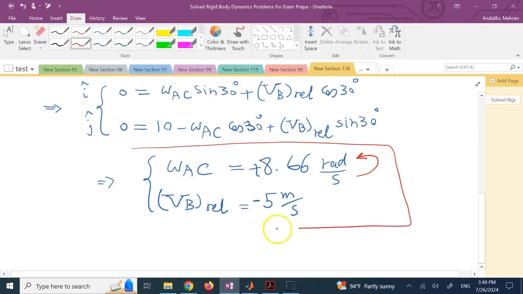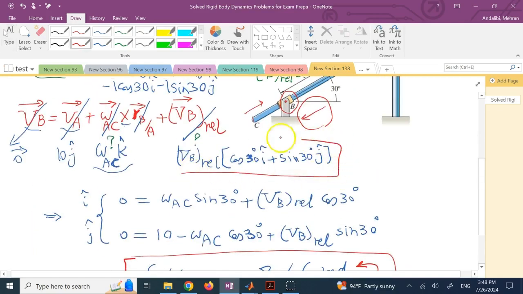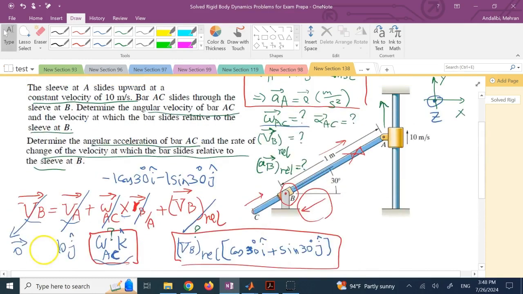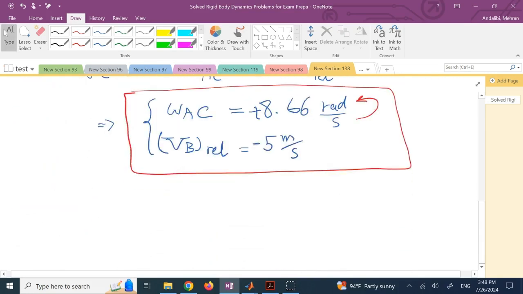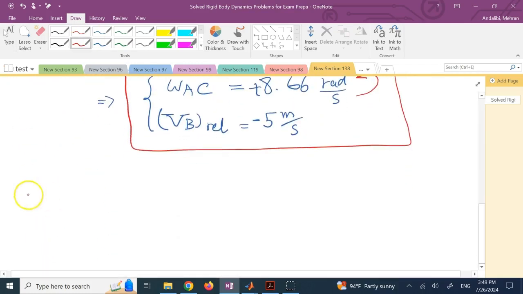Okay, so we solved the first 2 parts of this problem. These are the first 2 things that we want. So now we got this VB relative as a vector. We figured that out. And this omega AC as a vector. Okay, now we go for what? We go for alpha AC and AB relative, and for that we have to write the formula that has 5 terms in it, if you remember. Here you say A of B. This is absolute acceleration of B. This is with respect to the ground.